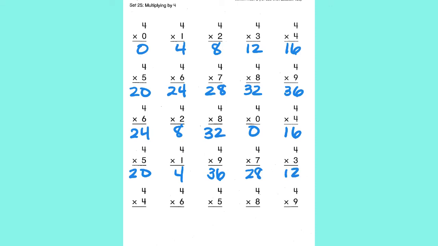4 times 4, 16. 4 times 6, 24. 4 times 5, 20. 4 times 8, 32. 4 times 9, 36.